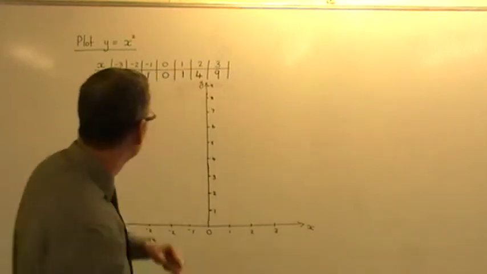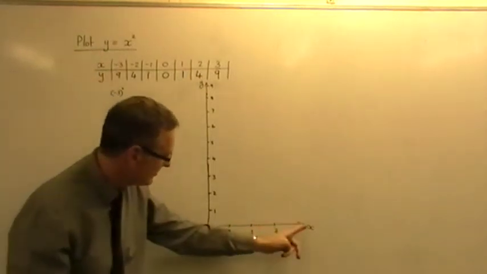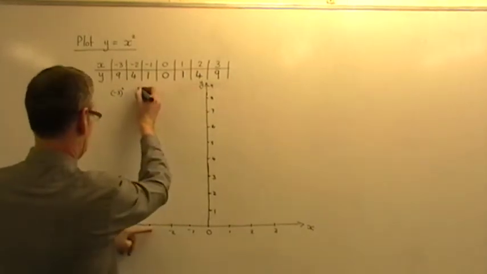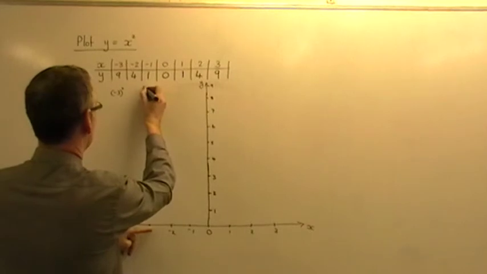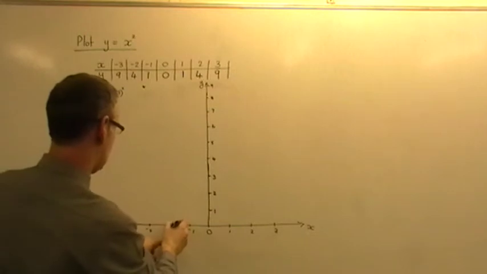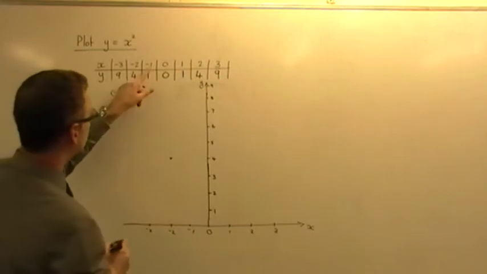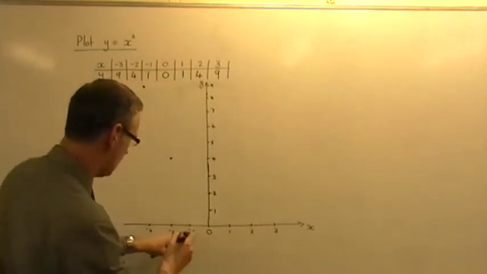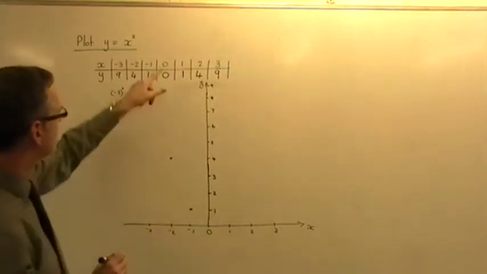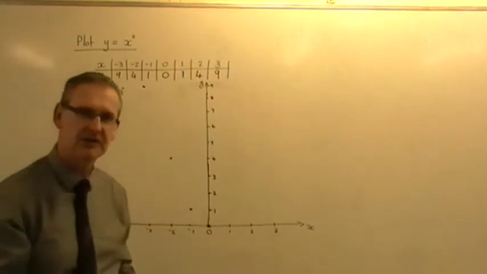Let's plot the points. This first point is minus 3, 9. So, on my axes, you go to minus 3 and you go up to 9, which is right at the top over here. Something like that. Next, minus 2, 4. Go to minus 2 and you go up to 4, and you plot your point, like so. Minus 1, 1 is minus 1 on the x and up to 1 on the y, which is there. Next is 0, 0. Now 0, 0 is right at the bottom in the centre, like so.